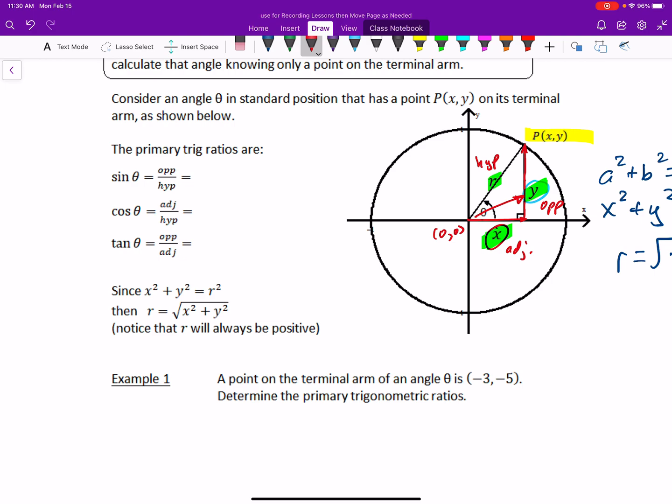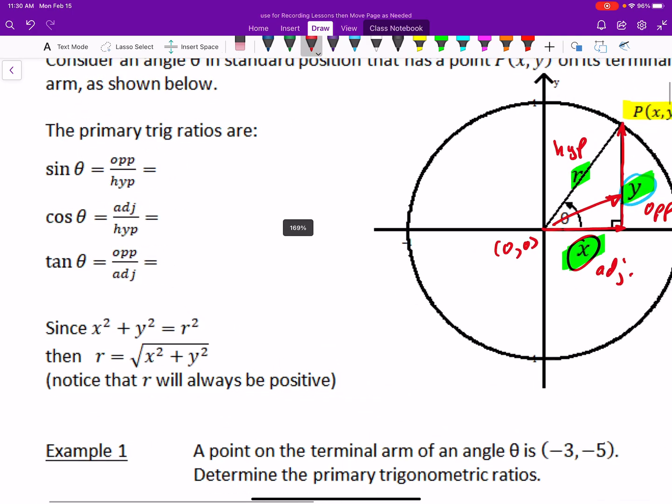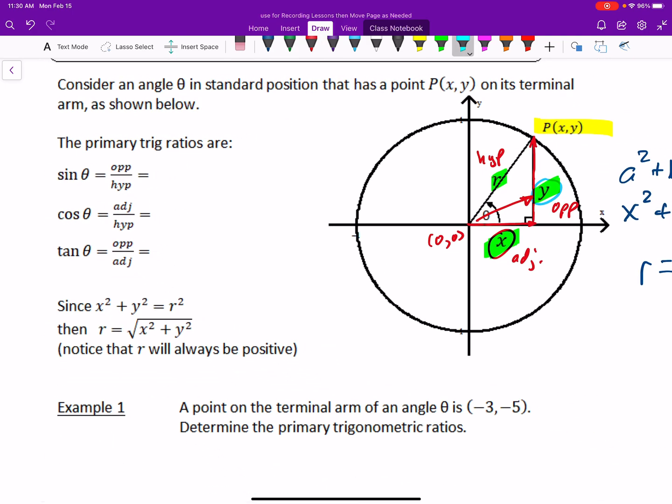Since sine is equal to opposite over hypotenuse, but opposite is the y value and hypotenuse is the r value, then I could rewrite sine in terms of those three, x, y, and r, and I could rewrite it as y over r.